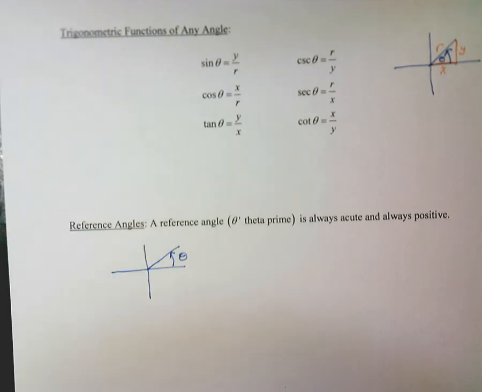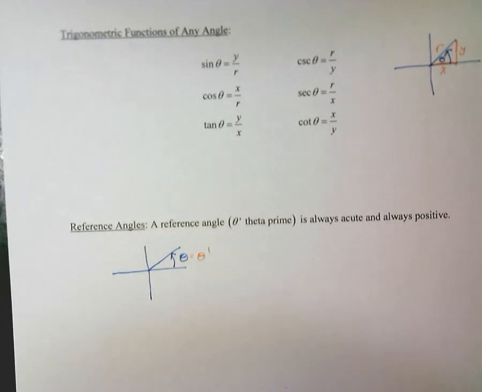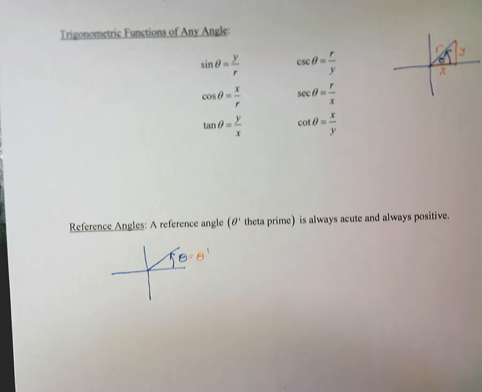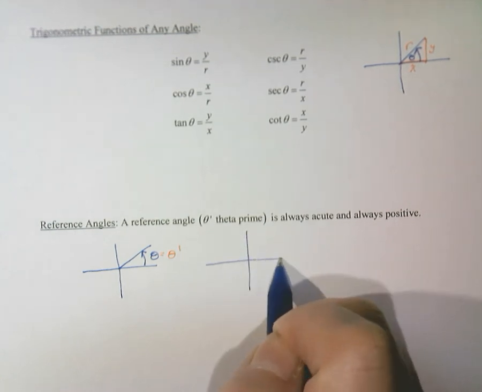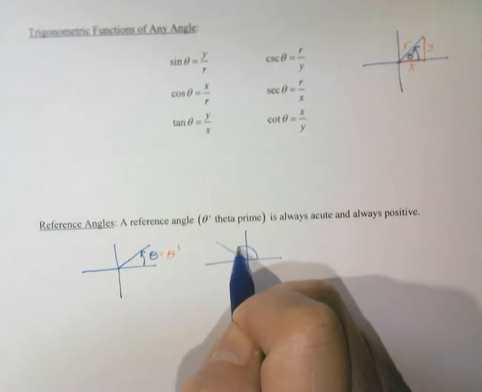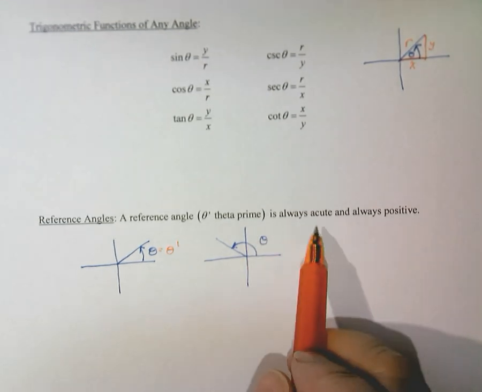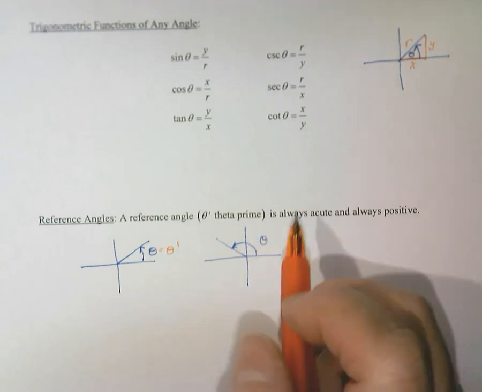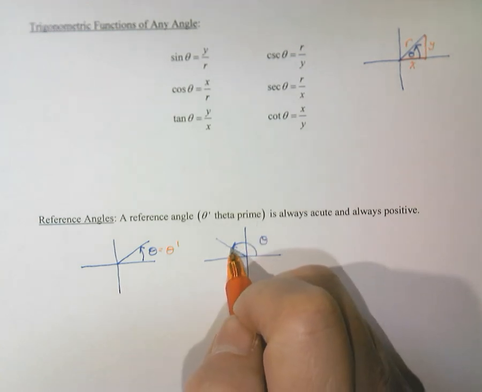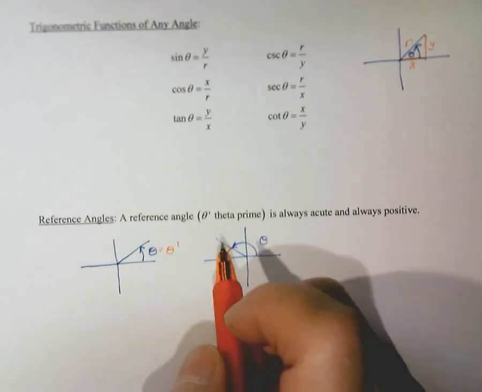So this is going to be theta prime. Theta and theta prime are exactly the same thing if it's in the first quadrant. Now, if it's in the second quadrant, so this is my angle theta. Well, now I have a problem because that's not acute. So I'm going to make another angle to make this acute. I'm going to start from the terminal side and go to the x-axis. This will be theta prime.